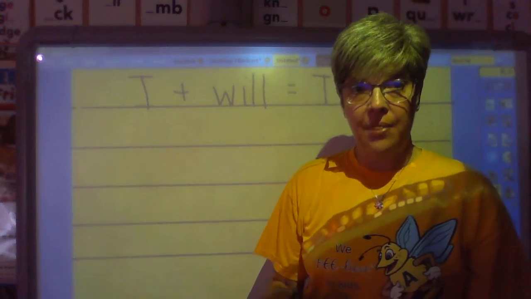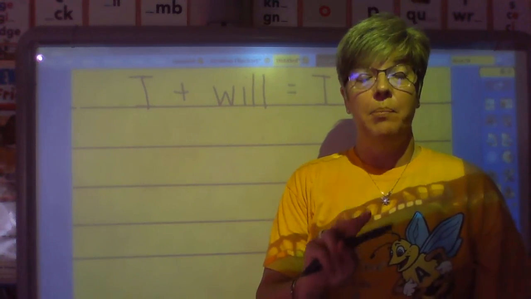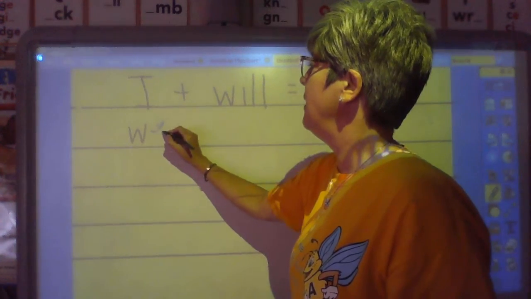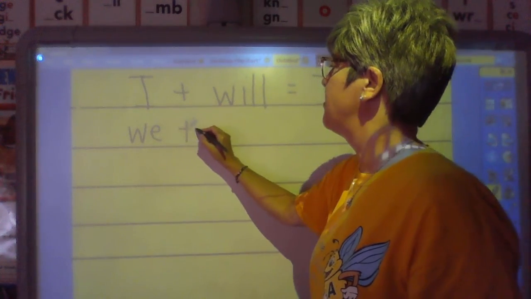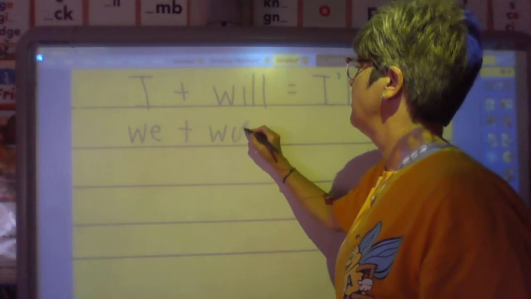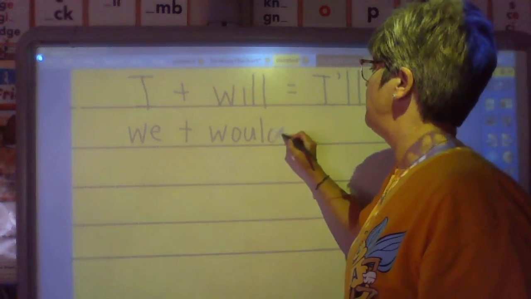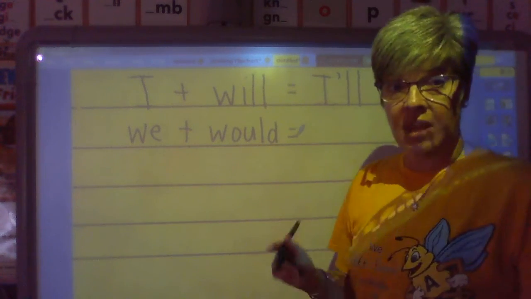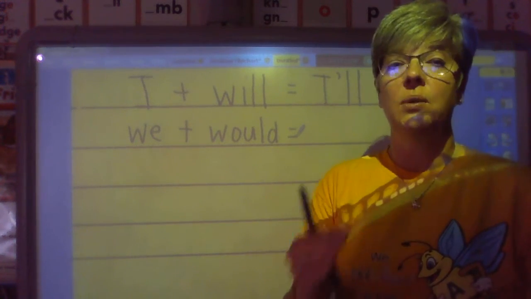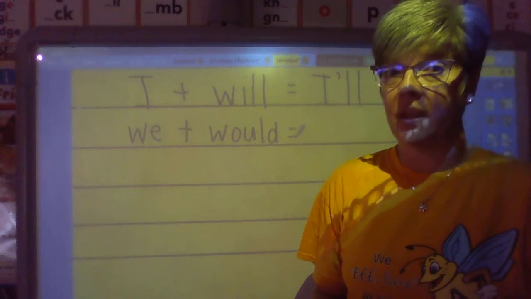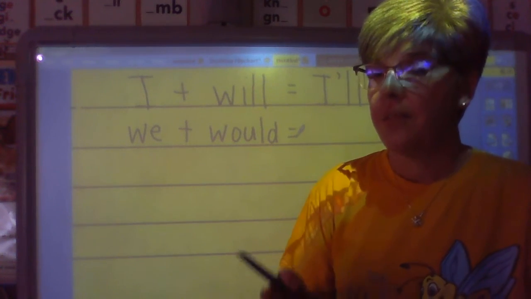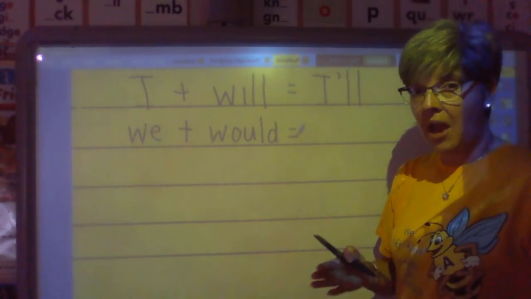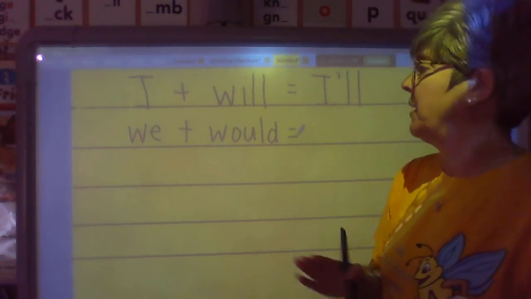Let's take a look at the words we and would and put those together to form a contraction. So we plus the word would, we plus would equals a contraction. Do you know what contraction that would make? Instead of saying we would love to join you, we could say, that's right, you could say we'd love to join you. So how do we form we and would together to form a contraction?